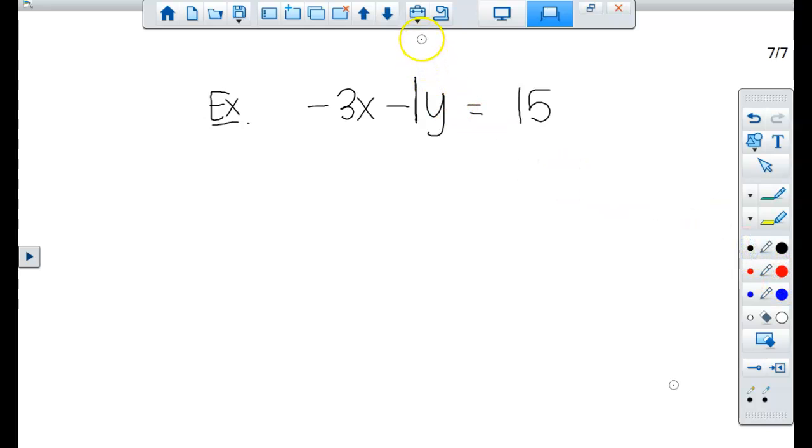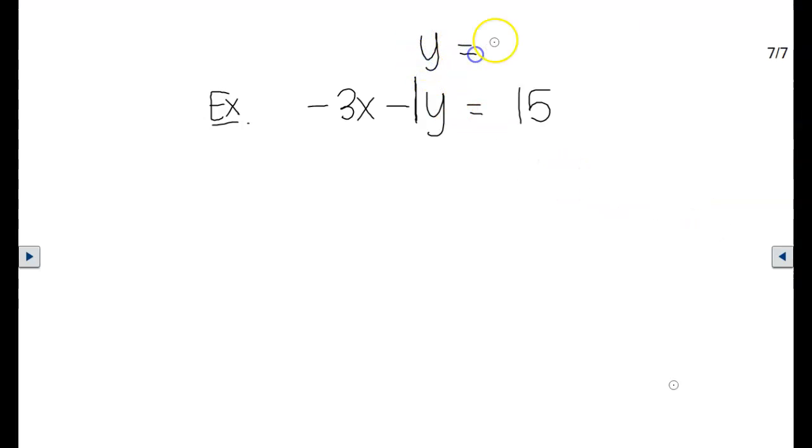All right, so let's say we had a negative 3x minus y is equal to 15. Now I want you to remember here that with this y, this is like having a 1 here, so negative 1y. And we want this to look like y equals mx plus b.